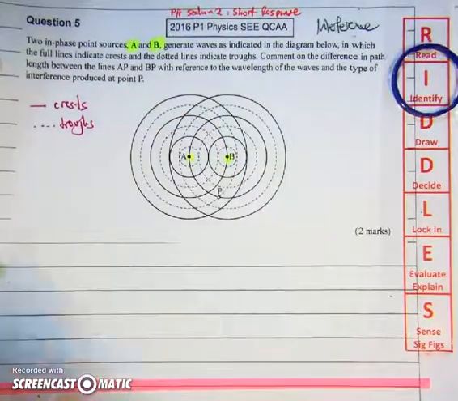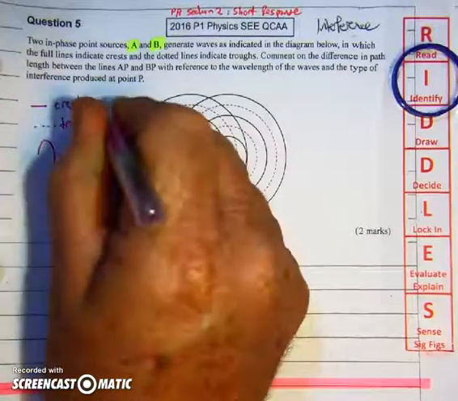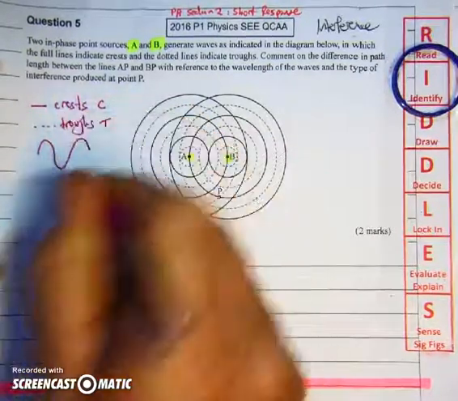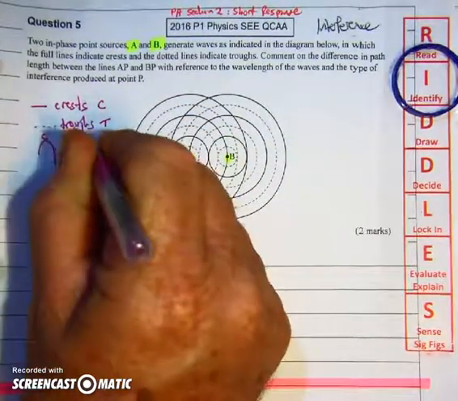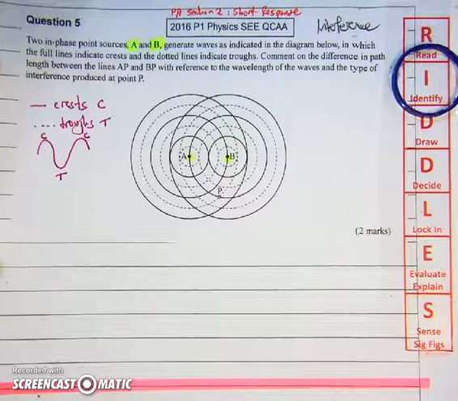Of course, in your standard wave pattern, this is a crest, this is a trough, and so here at the top we have crests, and here at the bottom we have troughs. Crests and troughs are points of maximum displacement from the rest position. The crests are positive or upward displacements, and the troughs are downward or negative displacements.